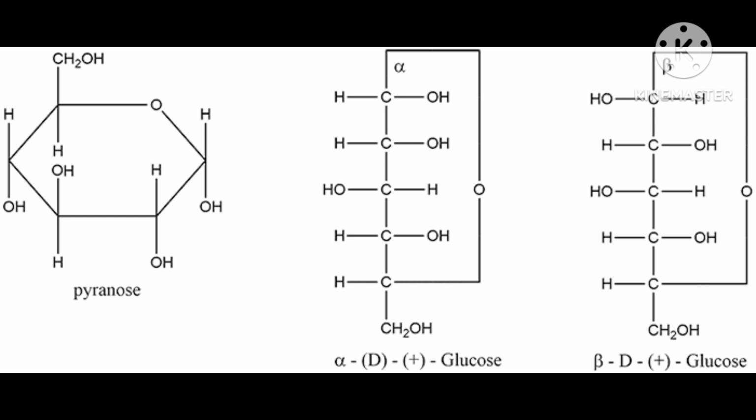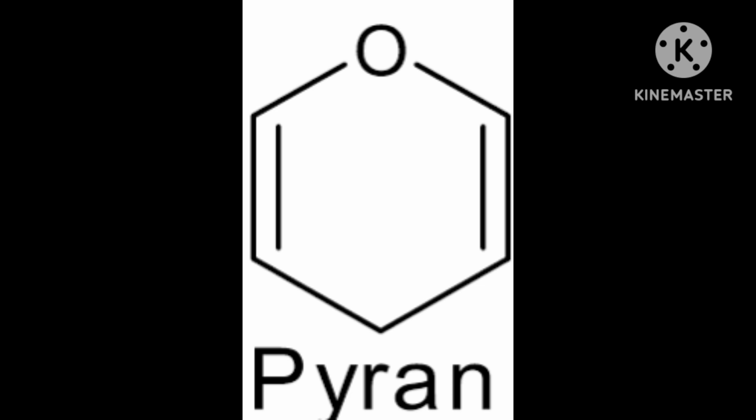But by the cyclic structure, these three properties that I told you, which are not explained by the open structure or structure 1, now these properties also can be explained. These facts can be explained. This behavior could not be explained by the open chain structure, meaning structure 1, for glucose.